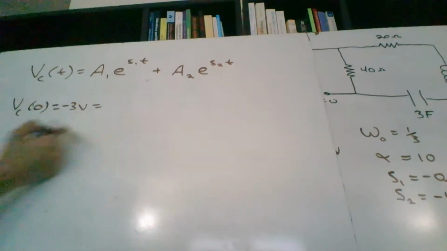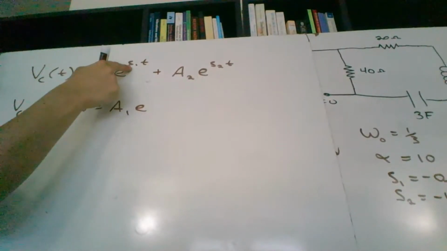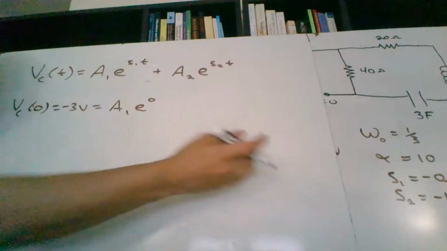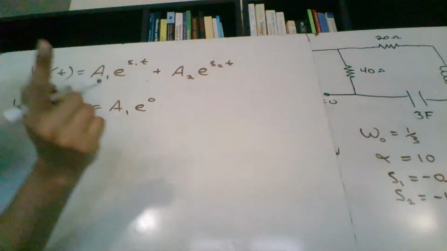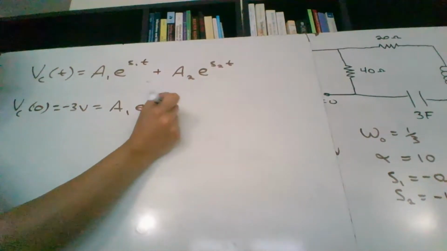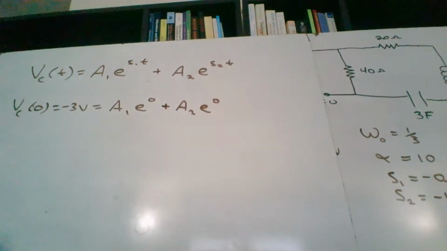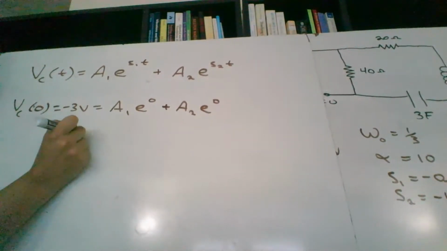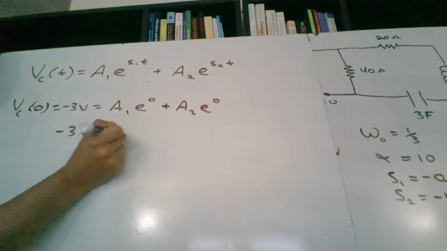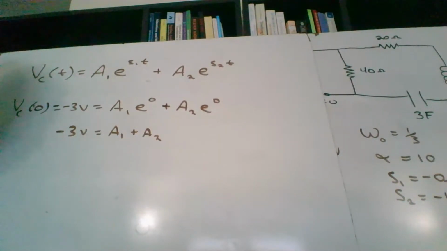That's going to be given by A1 e to the power S1 times 0, which is 0. You might be saying, what was the point of doing S1 and S2 if I'm just going to plug in 0 here? I have to take the derivative of this as well. Plus A2 e to the power 0. And so we end up with negative 3 volts is equal to A1 plus A2. This is our first equation.